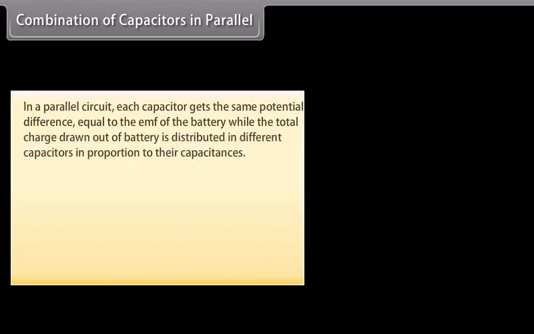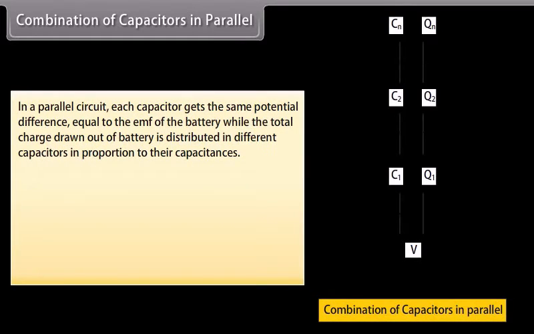Combination of capacitors in parallel. In a parallel circuit, each capacitor gets the same potential difference equal to the EMF of the battery, while the total charge drawn out of the battery is distributed in different capacitors in proportion to their capacitances.